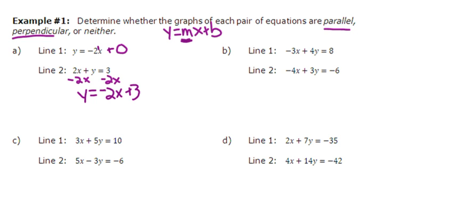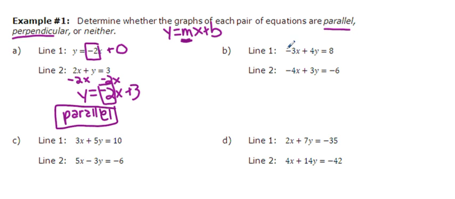So all I do is I look at their slopes. This has a slope of negative 2. This has a slope of negative 2. Since their slopes are the same, they're parallel. And that's it. That's what you're checking.